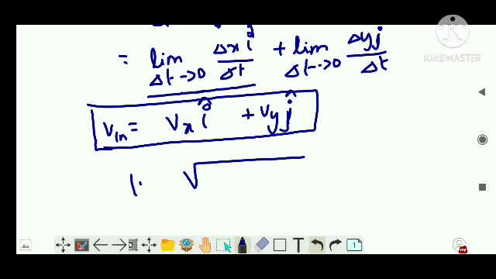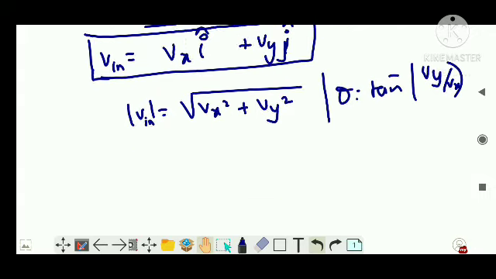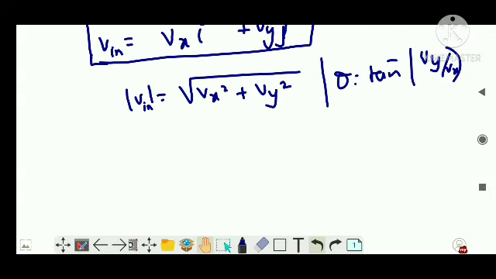Root of vx squared plus vy squared. And what will be theta? Tan inverse of vy by vx. Clear? Simple, right? Now moving on, the next topic is entirely theoretical, guys, but it is very important that you understand the logic of it.